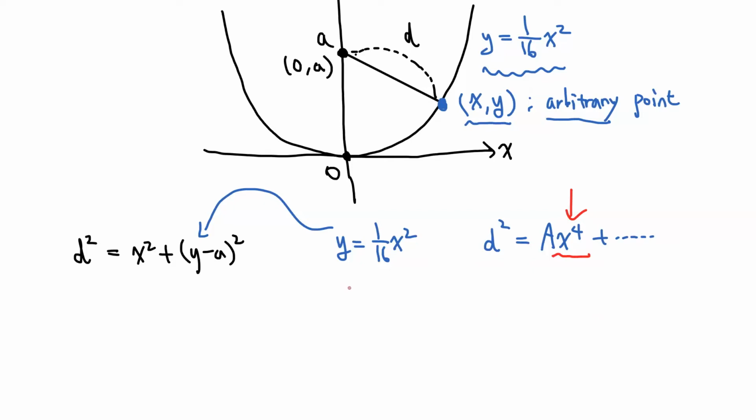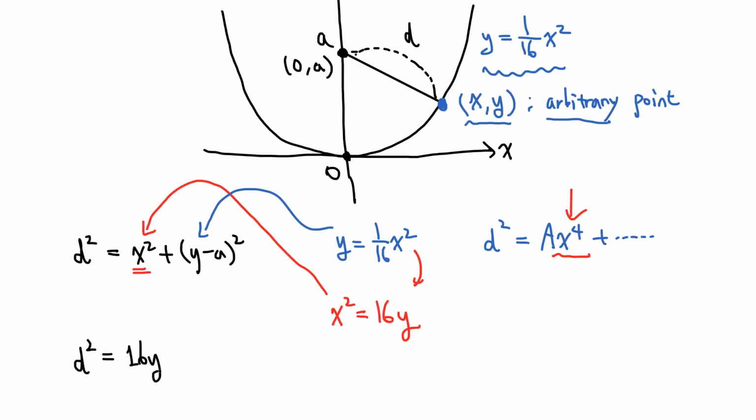Therefore, in order to keep the degree of the polynomial as low as possible, we instead use x squared equals 16y and use this to eliminate x squared right here, so we can express d squared with only one variable y. Then we have d squared equals 16y plus (y minus a) squared.